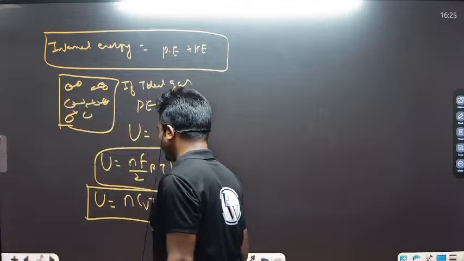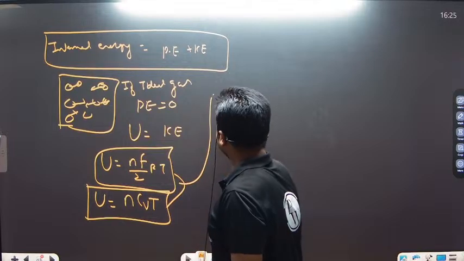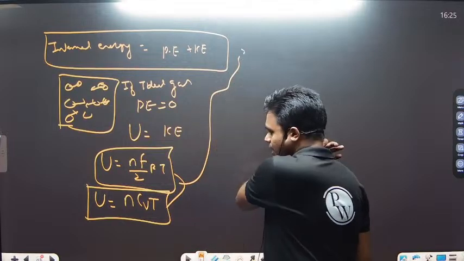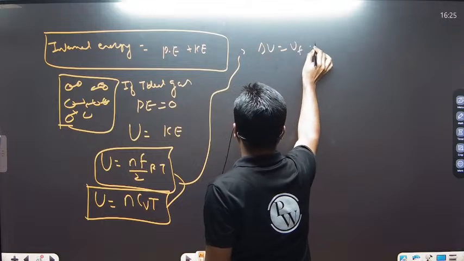It depends only on the function of temperature if the number of moles and degrees of freedom are constant over here. Second, U is equal to nfRT by 2. Second, if we talk about the change in internal energy, delta U is equal to U final minus U initial.